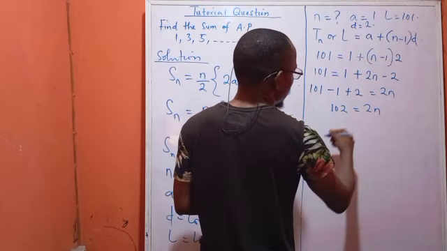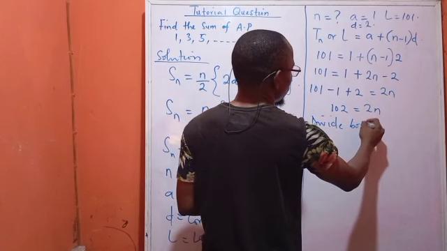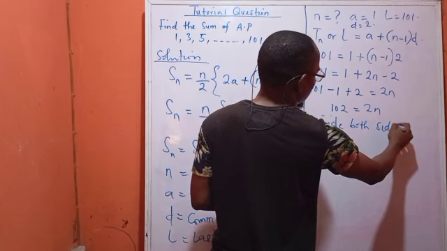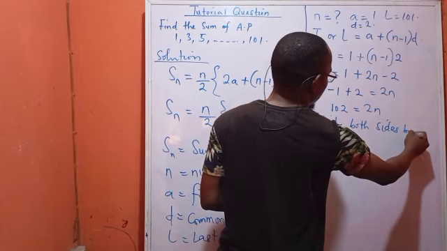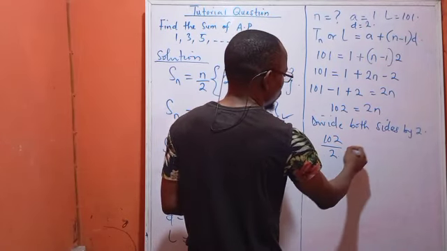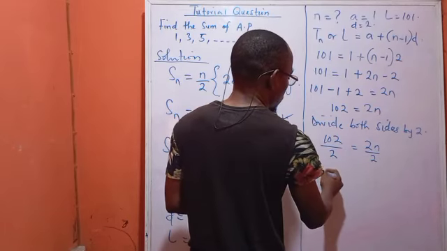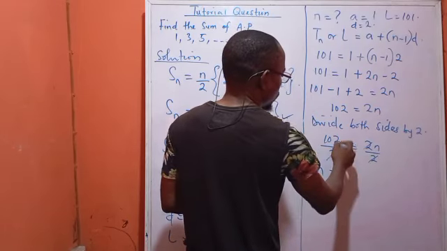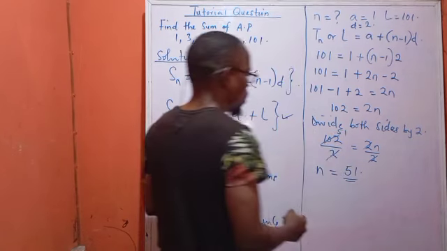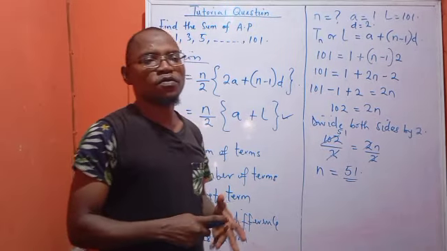So let's divide both sides. We are looking for n, so divide both sides by the coefficient of n, which is 2. Divide both sides by 2. That will give us 102 divided by 2 equals 2n divided by 2. So n equals 51. So the number of terms is equal to 51.